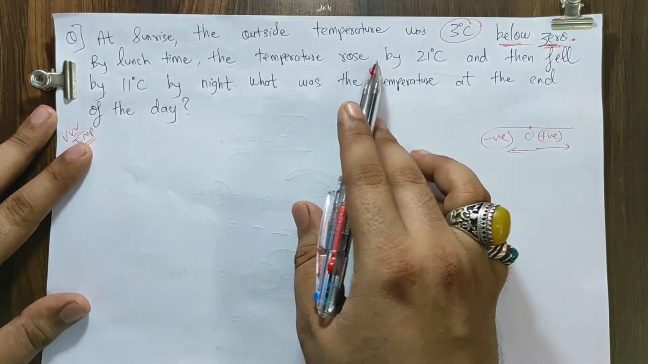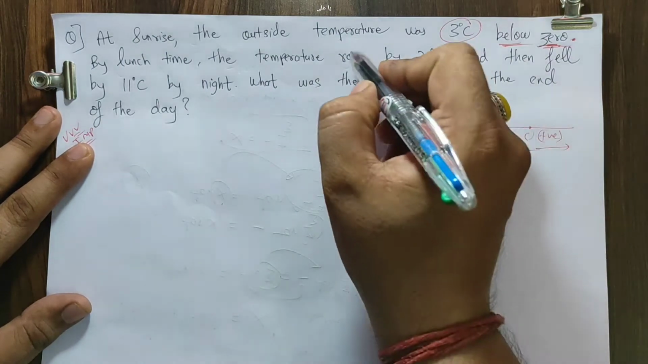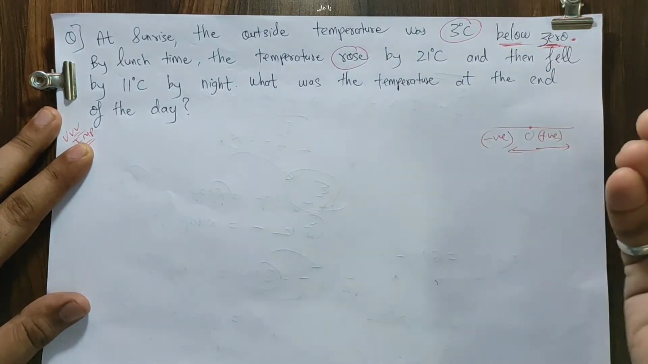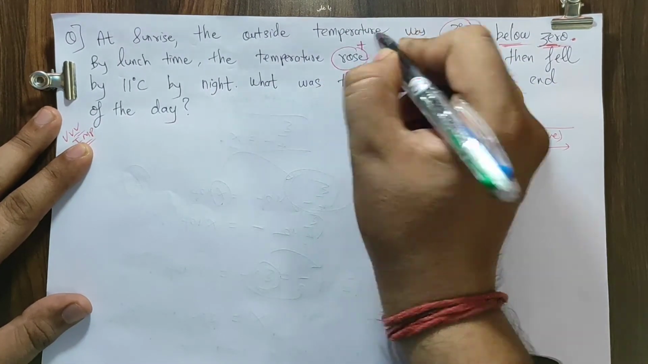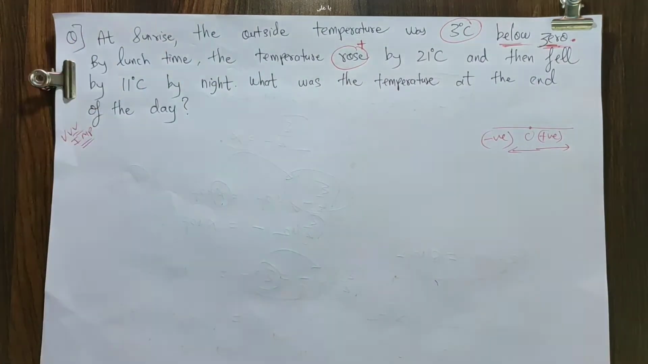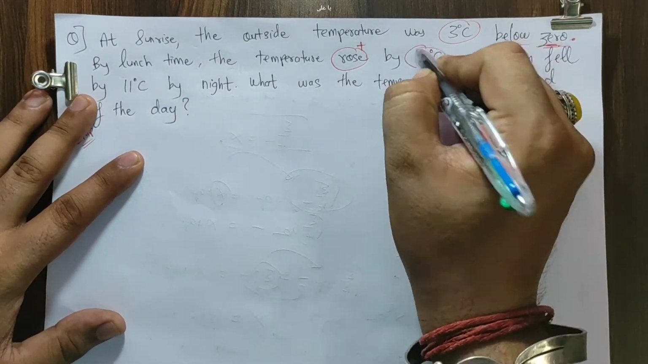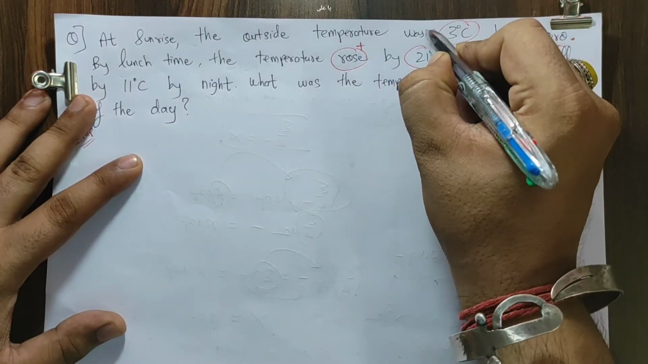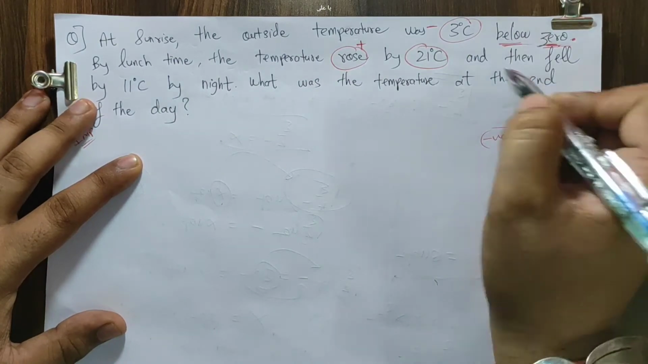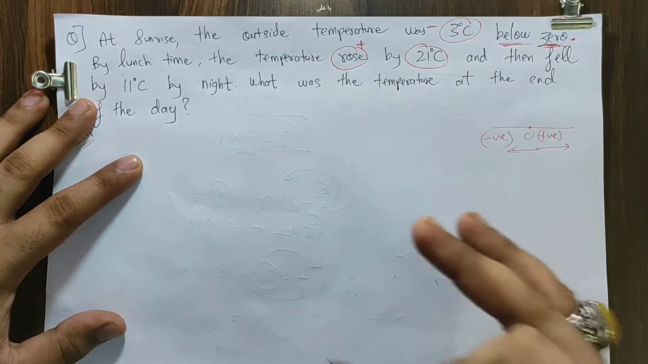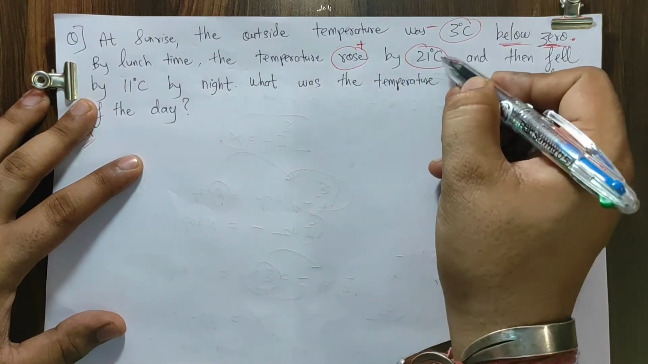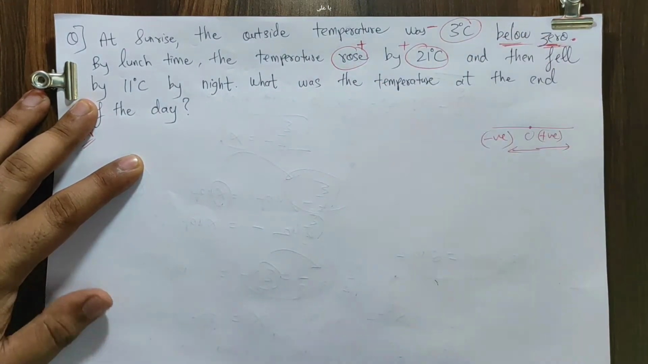By lunchtime, the temperature rose to 21 degrees Celsius. Rose means in Hindi बढ़ गया. So rose means plus. I gave this point in the note also. Rose means it increases. Okay, by 21 degrees Celsius. So earlier it was minus 3 degrees Celsius because the word below was there. Then by lunchtime, it rose, means increased, by 21 degrees Celsius. So it will be plus 21 degrees Celsius.